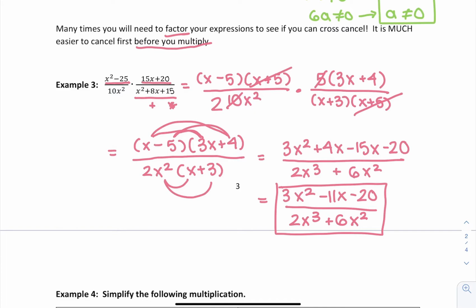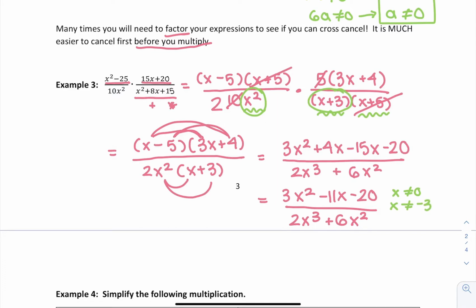To look for the excluded values, I'm going to look back to where I first factored. None of these things can be 0. If x squared can't be 0, that means x can't be 0. If x plus 3 can't be 0, that means x can't be negative 3.